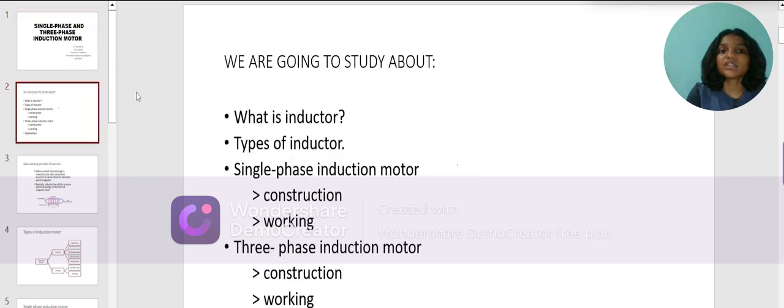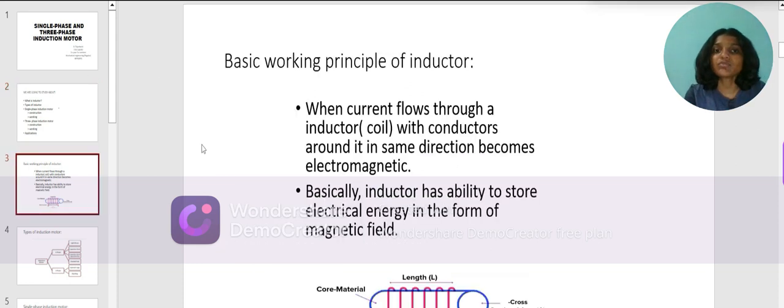So today's topic is single phase and three phase induction motor. Under this we will learn what is inductor, types of induction motor, single phase induction motor, its construction and working, three phase induction motor, its construction and working, and applications of both the single phase induction motor and three phase induction motor.